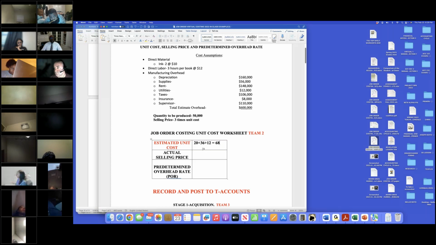What's our selling price going to be? $204. What's our POR going to be that we're going to use in that journal entry? 4.